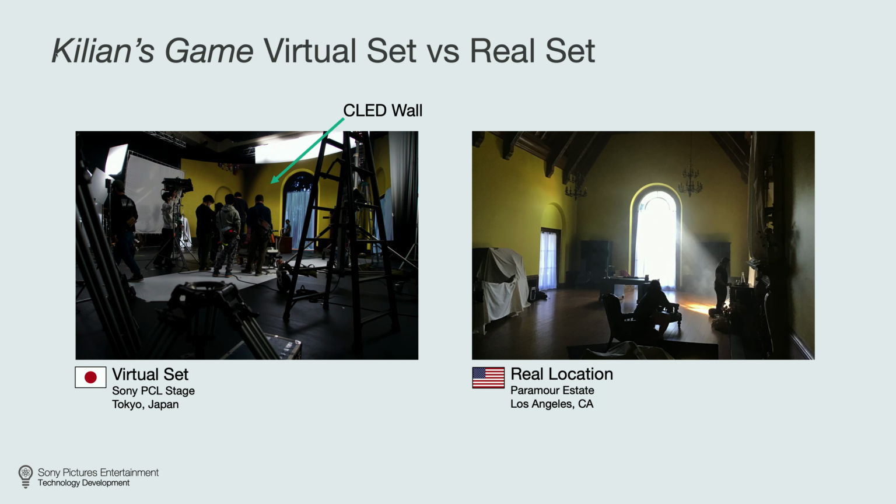And as you can see, right there on the right, we have the real location, which was the Paramore Estate, like I mentioned. And on the left there, the virtual set. And you can see how closely it matched. It was interesting to view it remotely because we felt like we were back in Silver Lake where we shot the actual location. But they did a good job lighting it and blocking it.